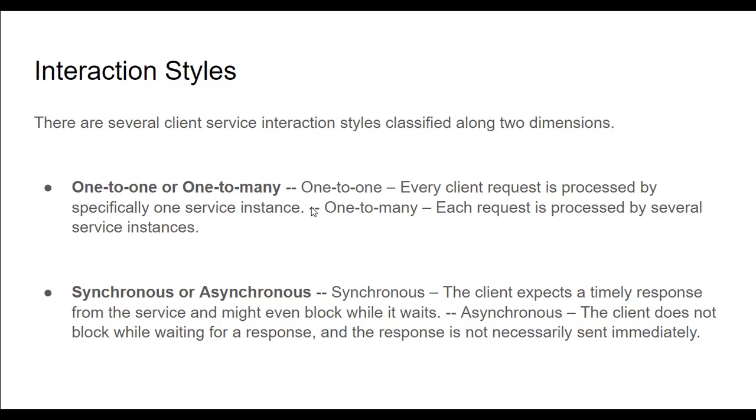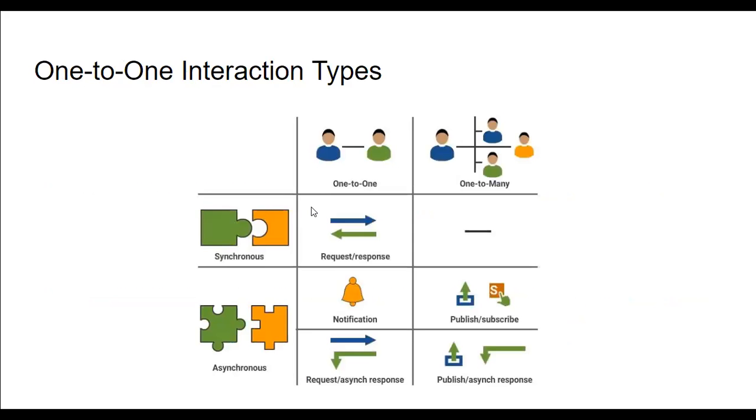Let's discuss one-to-one and one-to-many in a little bit more detail. In one-to-one interaction types, request/response, a client sends the request to a service and waits for a response. The client expects the response to arrive in a timely manner, and sometimes the client could even block while it's waiting for the response.